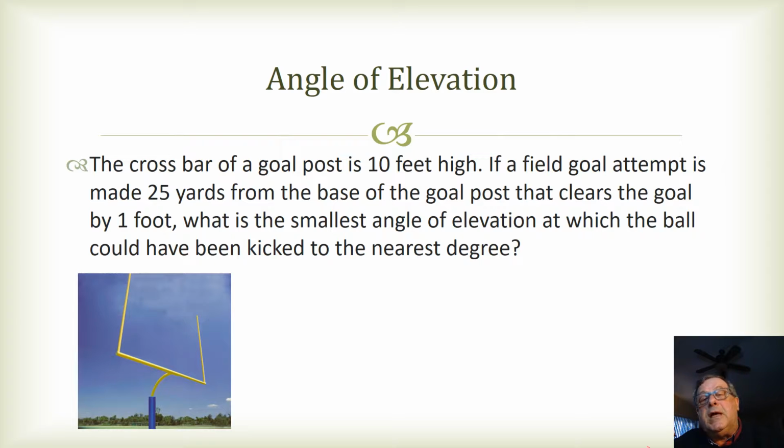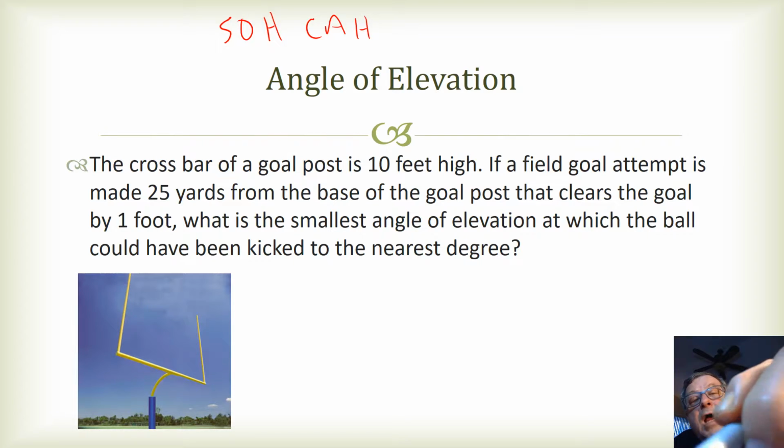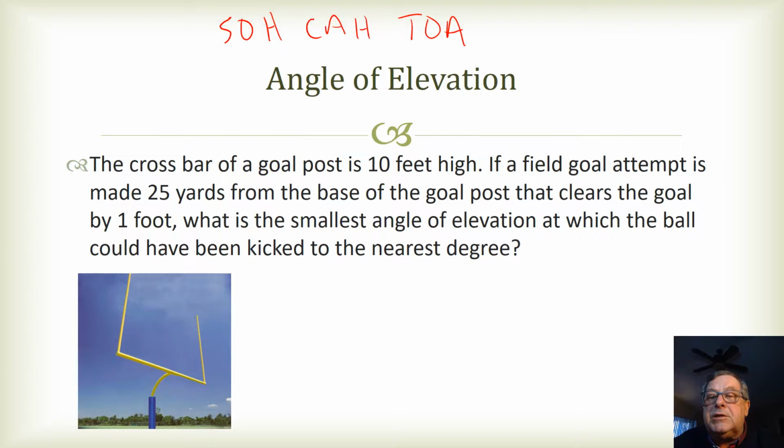And as I have been saying, one thing I may want to do is write SOHCAHTOA at the top of my page. Sine is opposite over hypotenuse, cosine is adjacent over hypotenuse, and tangent is opposite over adjacent. And another thing I want to do is think about sketching whatever it is I'm looking at. It doesn't have to be a perfect sketch, just something that helps your mind focus on what we're trying to do. Now, in this case, we're told that the crossbar of a goalpost is 10 feet high.